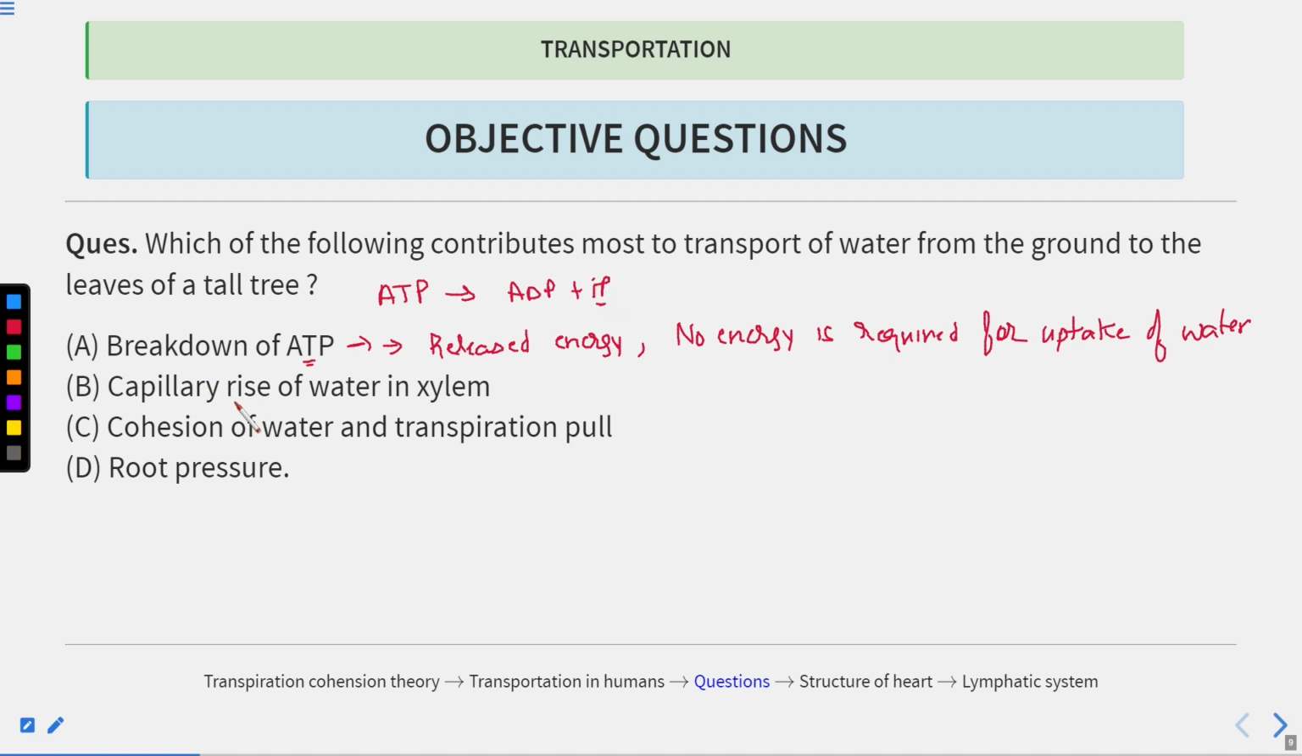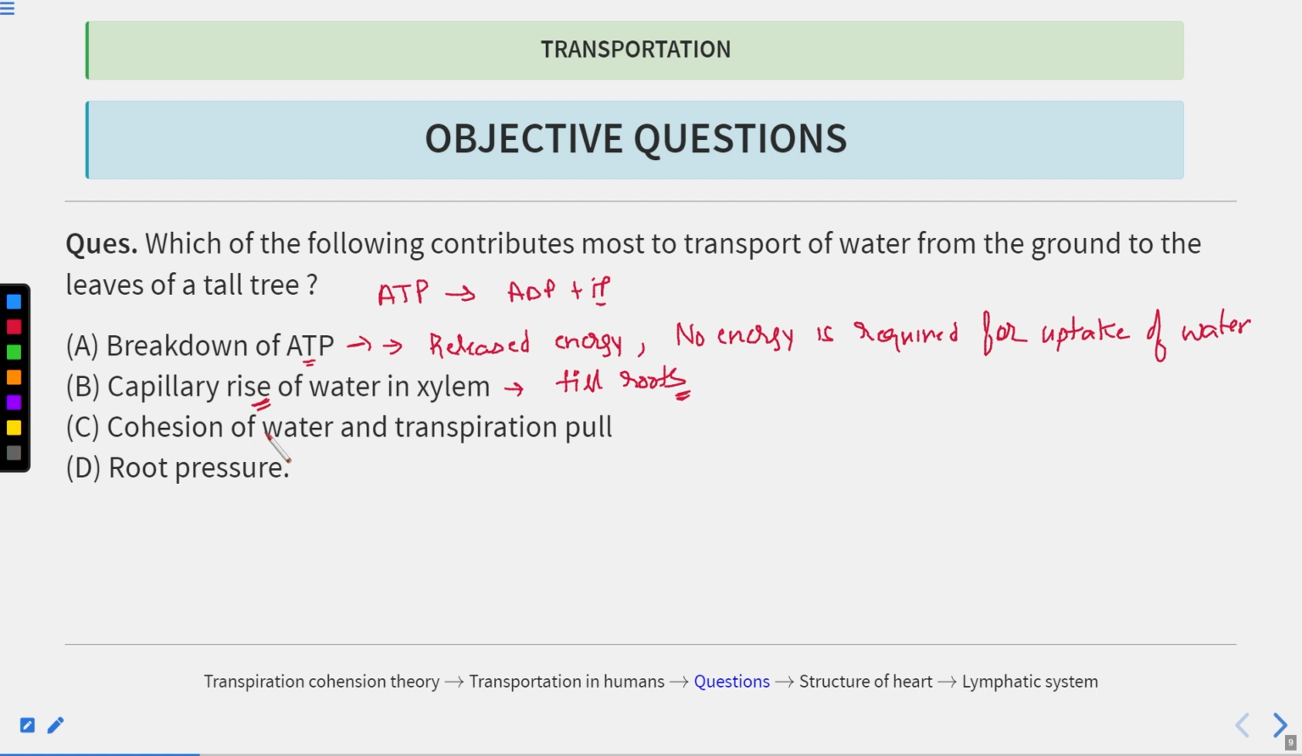Next is the capillary rise of the water. So this capillary rise helps in the uptake of the water, but till roots only. So this force, or you can say the capillary action, transports the water from the ground till the roots only. So water now will reach the roots with the help of capillary action.